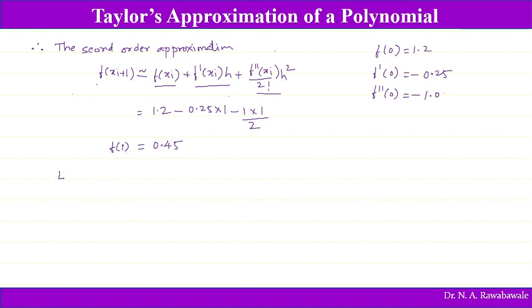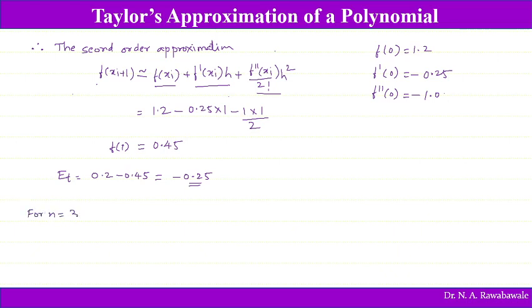So true error is equal to, the true value is 0.2, and answer which we obtained here is 0.45, minus 0.45. So error works out to be minus 0.25. So error is going to decrease. If you see, in first case it was large, then second case it has reduced, and now it is again reduced.